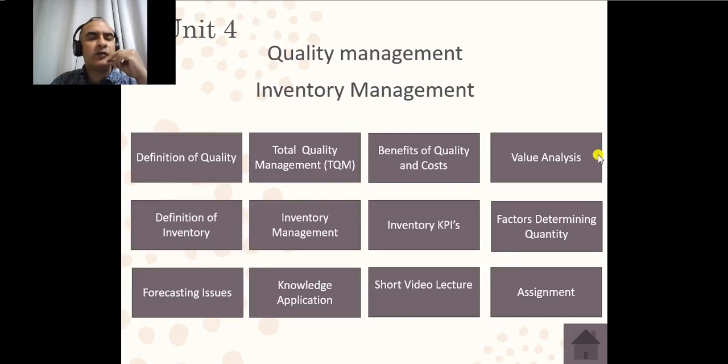Okay, welcome everybody to unit number 4. Today we're going to be talking about quality management and inventory management. I think all of this will become very easy to understand after the assignment that you did in your unit number 3. So let's look at a couple things in here.